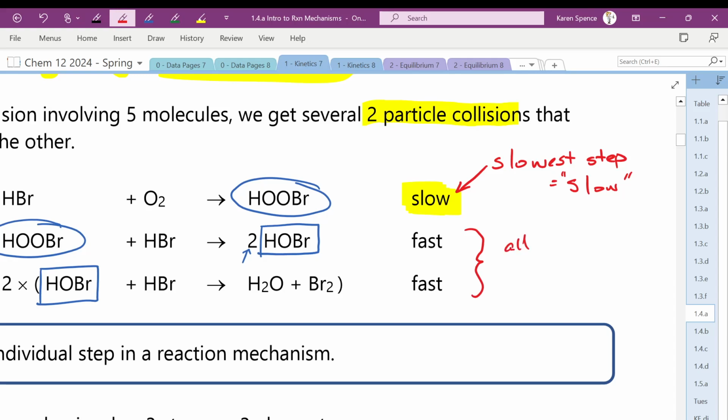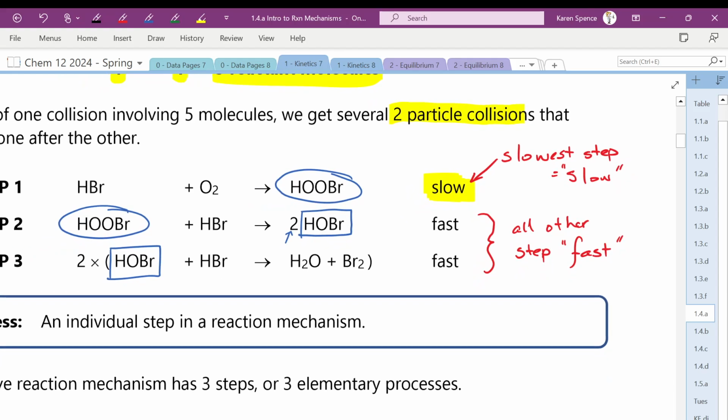All the other steps get labeled fast. Fast just means they're faster than the slowest step. Why did we label them that way? Because the rate is only dependent on the slowest step, and we'll talk about why in a minute or two. So as long as you know the rate of the slowest step, you know the rate of the whole reaction. Okay?